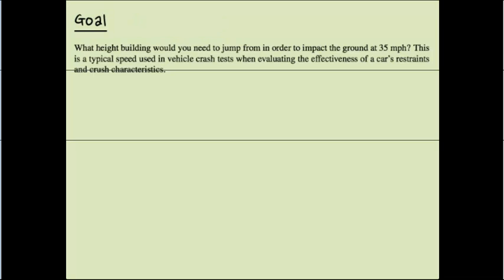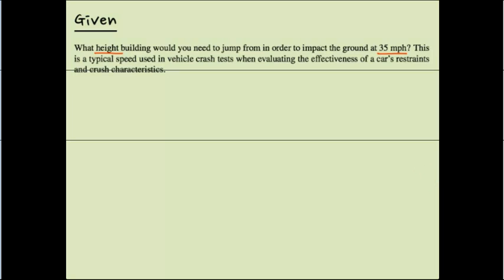Now that you've read the problem statement, let's find what the goal of the problem is. What exactly is it that we want to find here? From the problem statement, I think it seems pretty explicit. Right in the first sentence, we want to find the height from which we would need to jump so that when we land on the ground, we would land at a speed of 35 miles per hour. And that's all that's being asked for here.